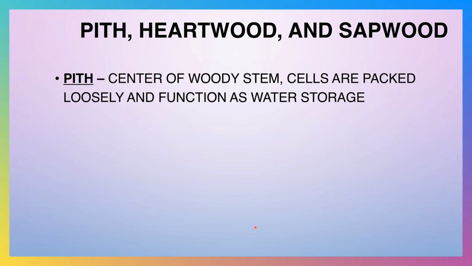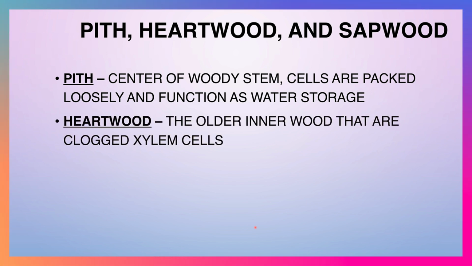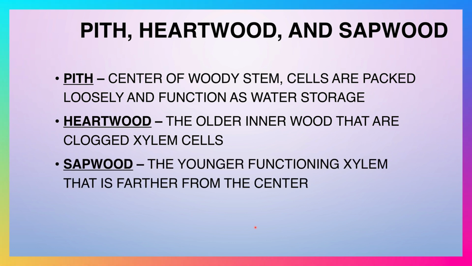Moving in from the bark, talking about pith, heartwood, and sapwood. The pith is the center of the woody stem. The cells are packed loosely and function as water storage. The heartwood is the older aspect of the inner wood that primarily is made up of clogged xylem cells. This word should not be confused with the word hardwood. This is heartwood. And then the sapwood is the younger functioning xylem that is farther from the center of the tree or other plant.